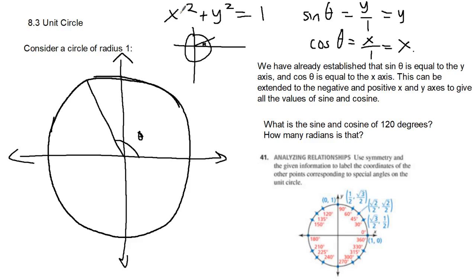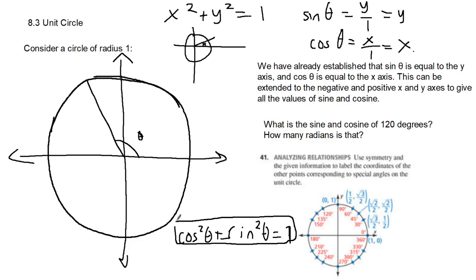So we can manipulate this so that it becomes cosine squared theta plus sine squared theta is 1. But you can also write it like this, right? Cosine squared theta plus sine squared theta is 1. We've seen that fact already.